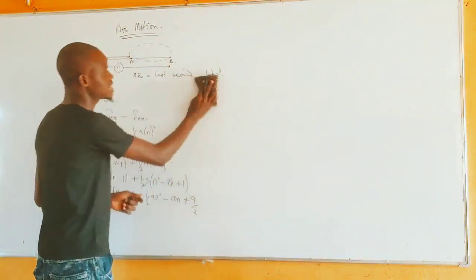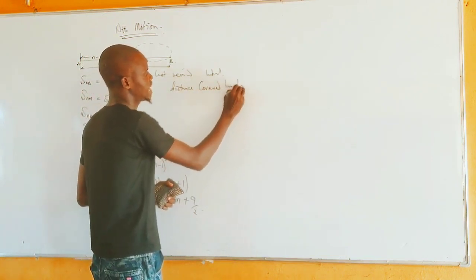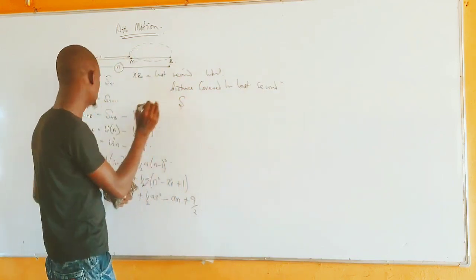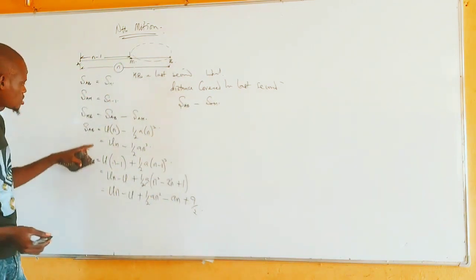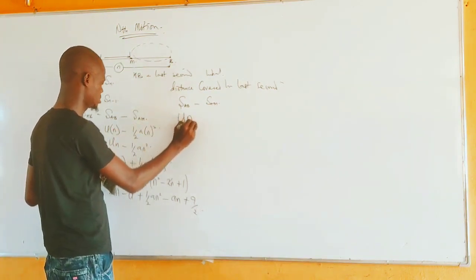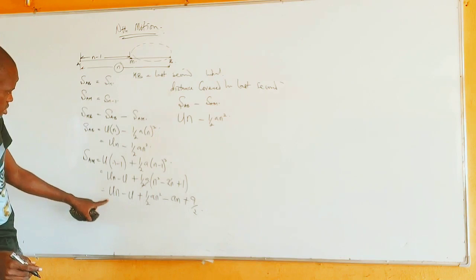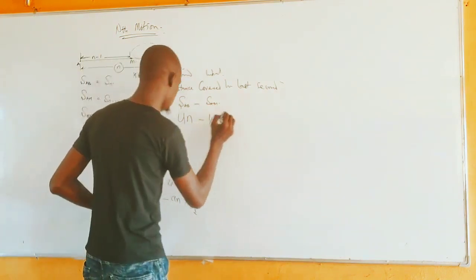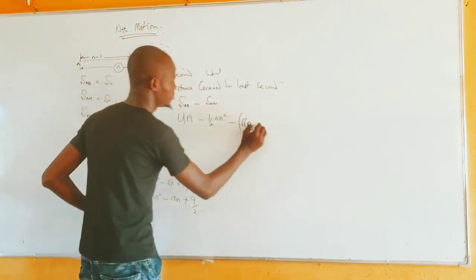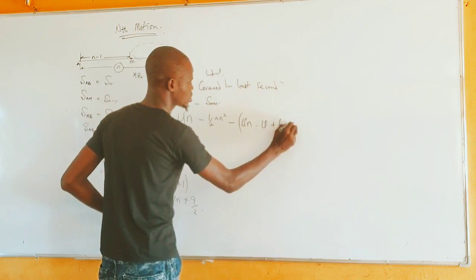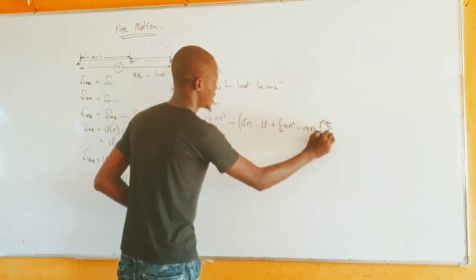Now find the distance covered in the last second. The distance covered in the last second will be equal to S_AB minus S_AM. S_AB is un plus half an squared, minus all of S_AM, which is un minus u plus half an squared minus an plus a over 2.